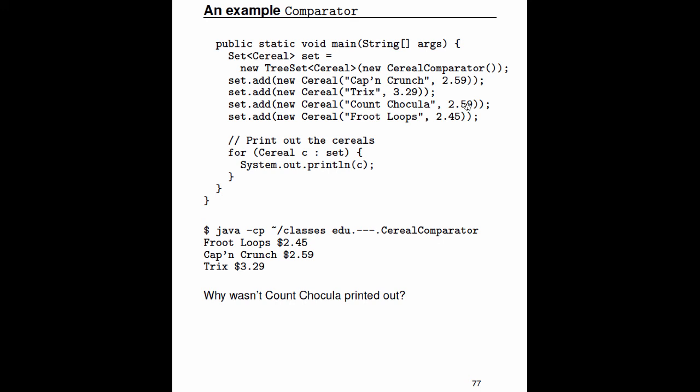So when I added Count Chocula, the TreeSet used the compare method, and the compare method said, well, wait a second, I already have a cereal in here whose price is $2.59. I don't need to add another one because it's already there. Forget it. And that's what happens here. So think about some ways in which we could change our comparator to be a little better behaved, or provide more ordering based on more attributes than just the price.